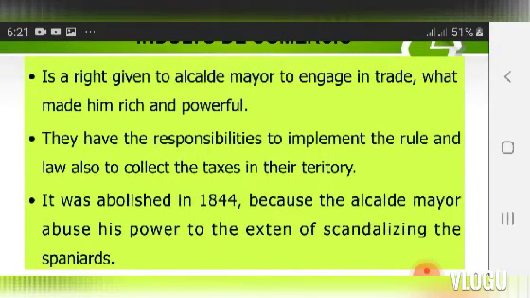During this time of the Indulto de Comercio, the Filipinos suffered because they worked on their own land and their taxes were given to the alcalde mayor.